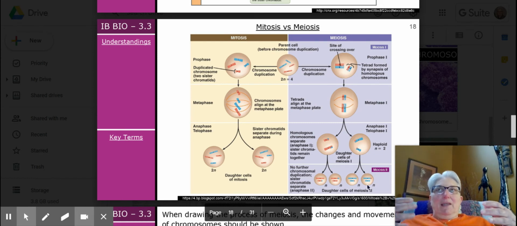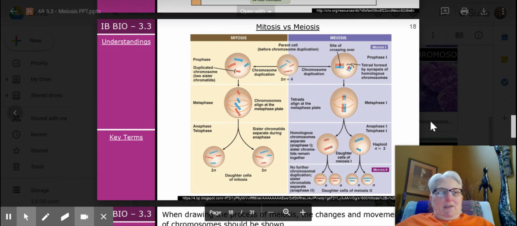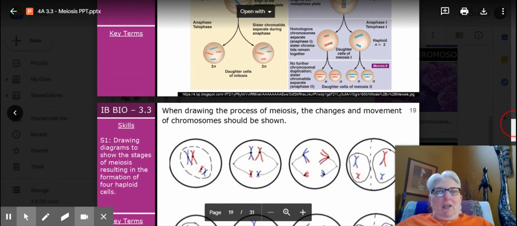Otherwise, if we didn't end up with our eggs having 23 and the sperm having 23, when fertilization occurs, if they were diploid, they each had 46, we'd have an organism with 92 chromosomes, which of course is not human. So 23 in the egg, 23 in the sperm, fertilization, we get the 46, which is the number that we're looking for.